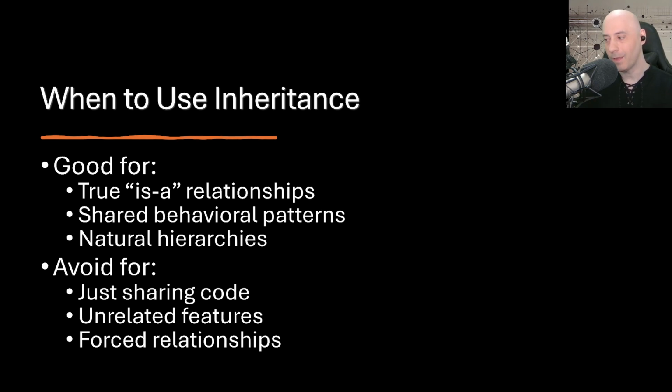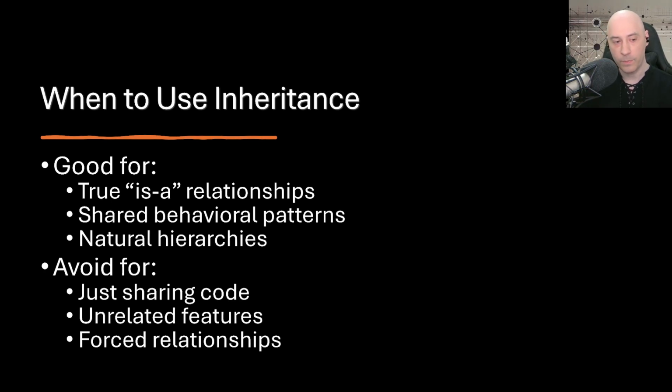A movie is a type of streamable content, but a movie doesn't have a type of streamable content. So it is a type of one, but it doesn't have other types of streamable content. So this is very much an is-a relationship. Make sure that it definitely represents that type of relationship before you start using inheritance.